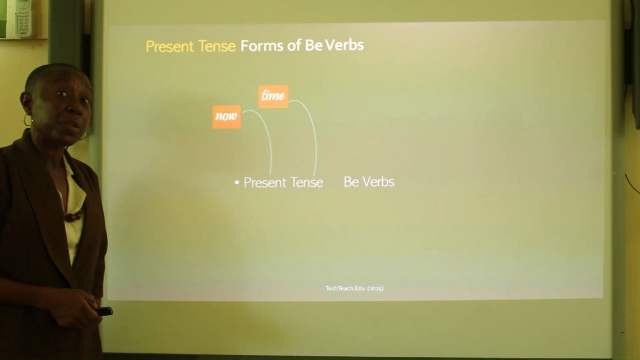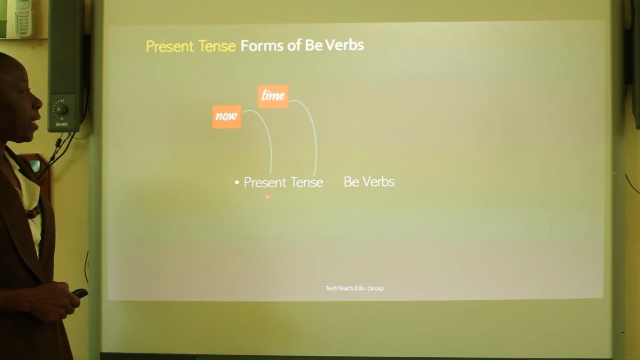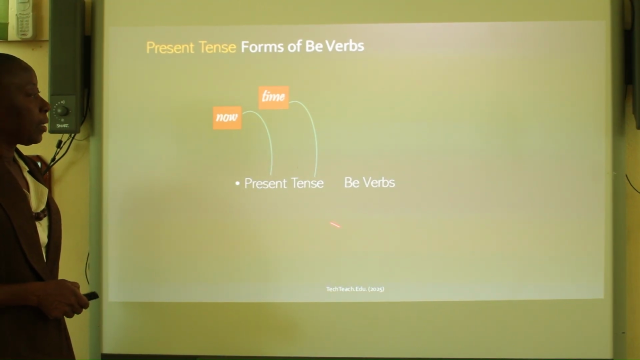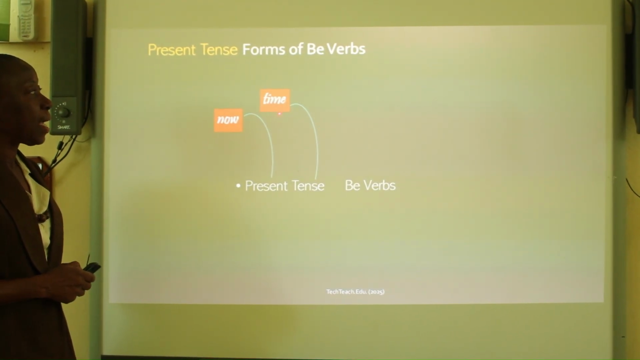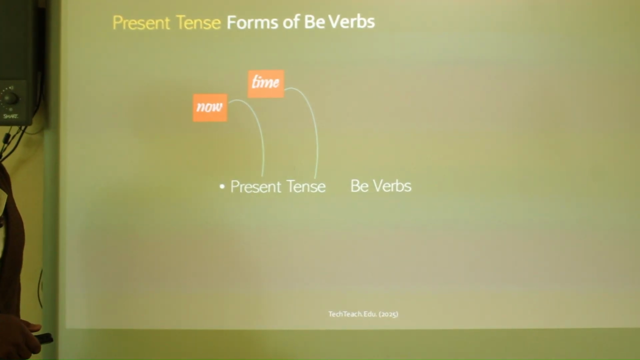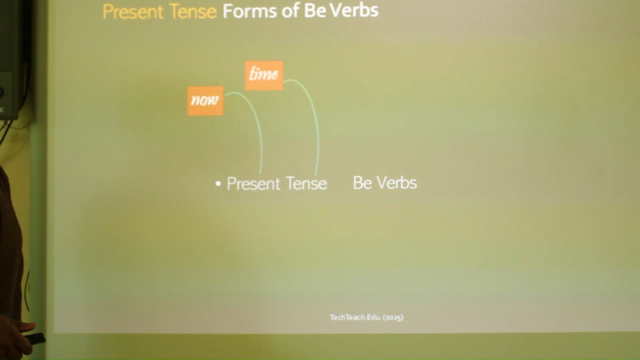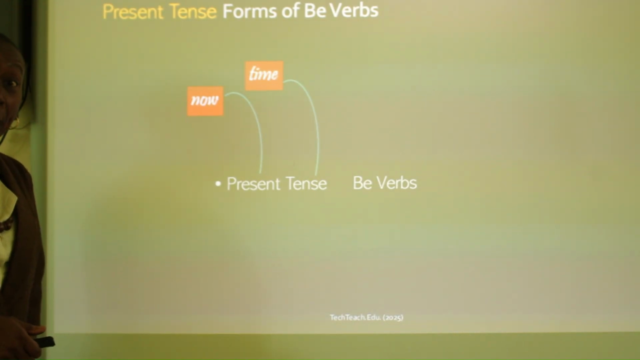Let us get the terms correct. Present means now. Tense means time. So when we refer to present tense, we are speaking about now in time.